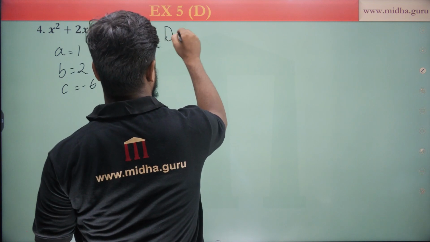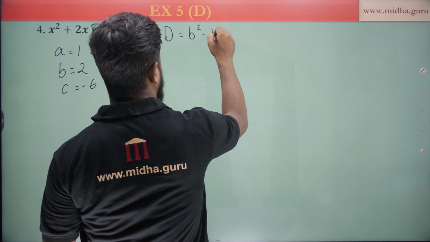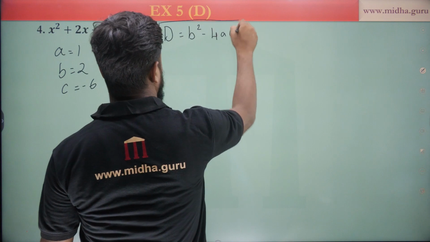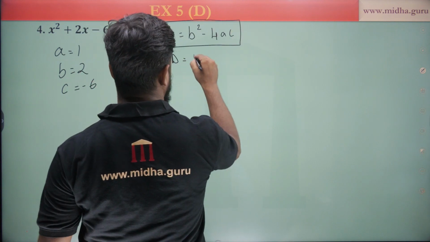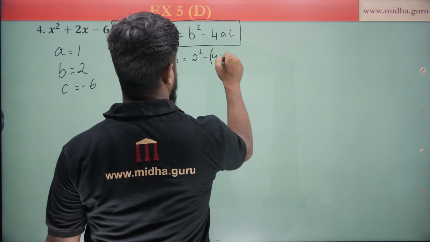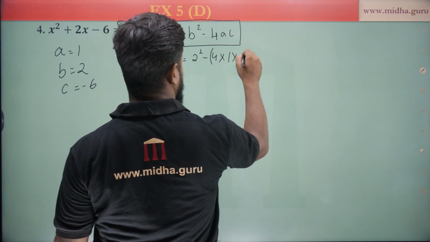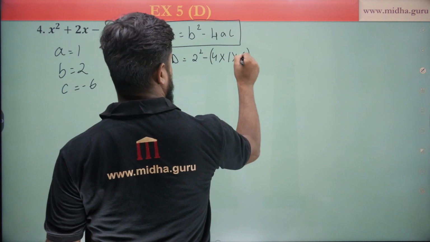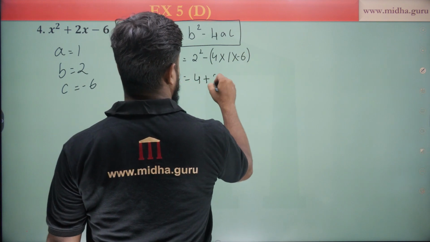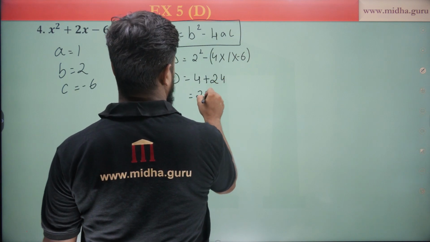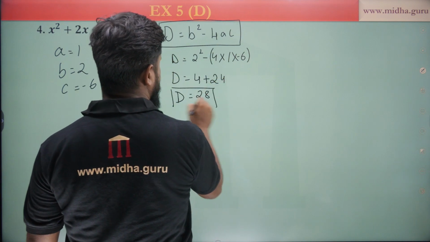So now coming back to the discriminant, we have d is equal to b square minus 4 times ac. So d will be equal to b squared, that is 2 squared, minus 4 into a, that is 1, into c, that is, sorry, minus 6. So d will be equal to 4. Now since minus minus becomes plus, this will become 24. So d is equal to 28.